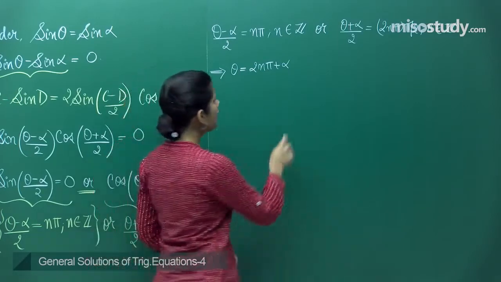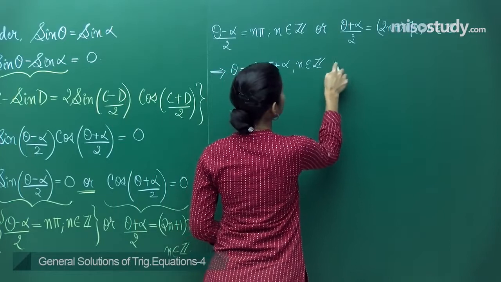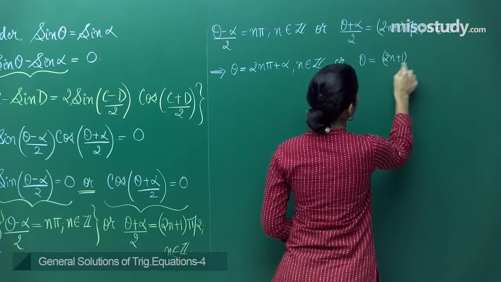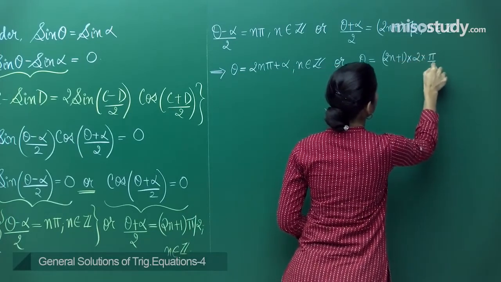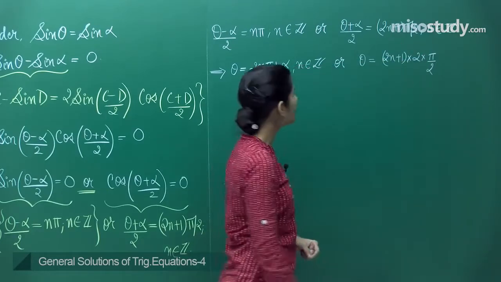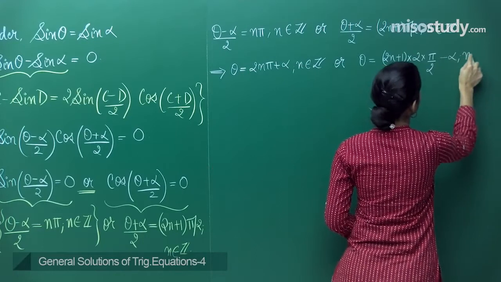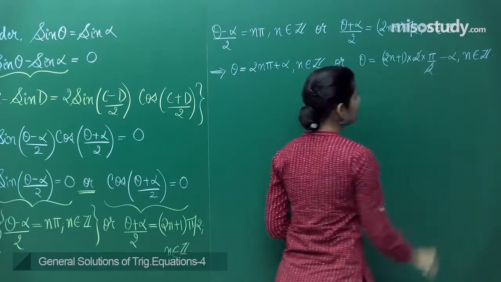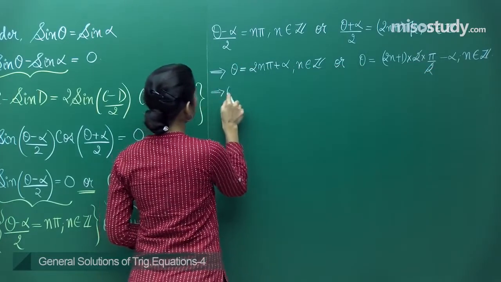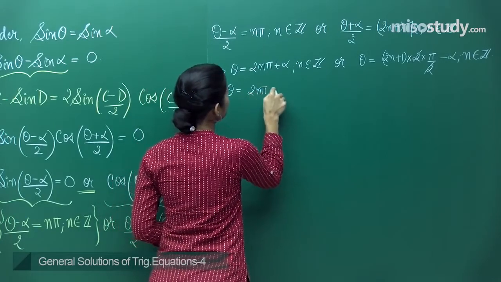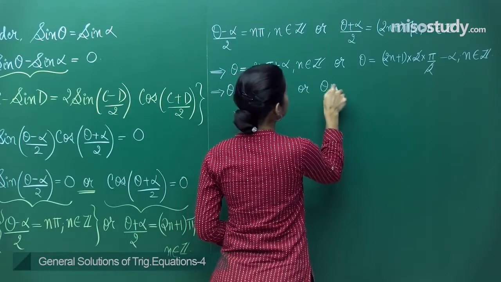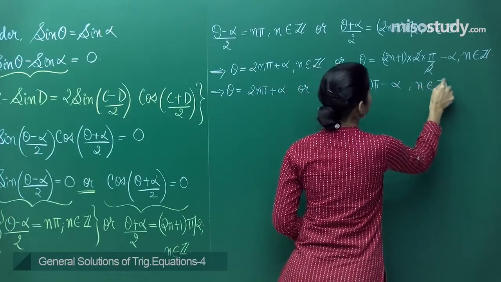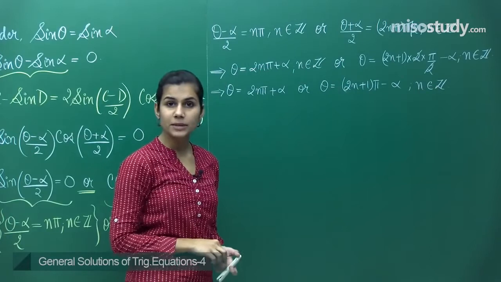Just simplify this, where your n is coming from the collection of all integers, or else your theta can be 2n plus 1 into 2 into pi by 2. I just multiplied 2 over here, minus alpha. Correct? This gets cancelled. What you are left with is theta is equal to 2n pi plus alpha, or theta is equal to 2n plus 1 pi minus alpha. This is what we're getting on simplification.